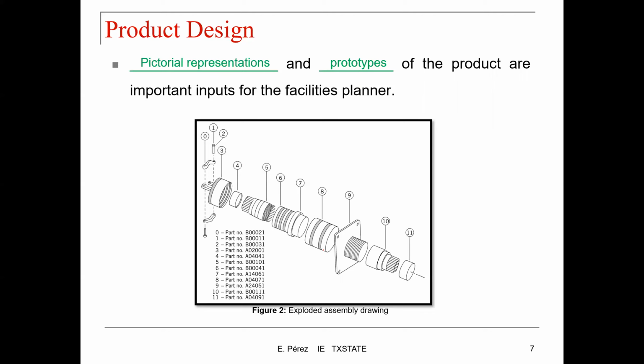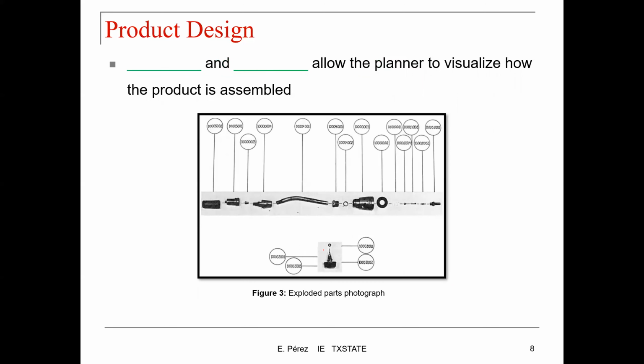So all these things are very important. We need to know what materials are needed and the order in which the assembly is performed, in order to locate the stations, locate the materials, and locate the people that are going to be performing these activities.